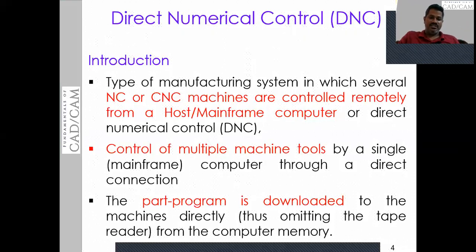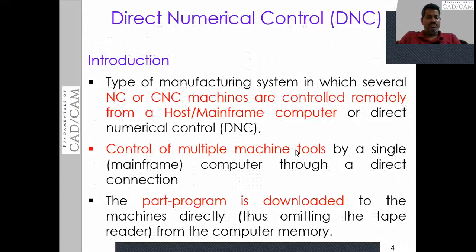Whereas in the case of CNC missions, every mission has a dedicated computer to access the part programs or to get the instructions. We can call these part program instructions. According to those instructions, the machine is going to work. So that is the basic difference between DNC and CNC. A number of machines are connected directly to a central computer, which has a huge memory. That is the concept.